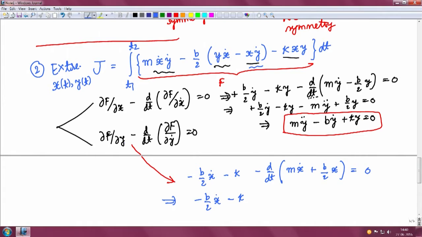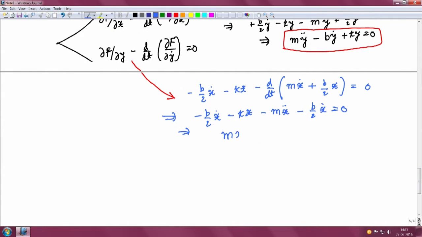We are doing dou f by dou y, so y is over here, we actually get, with respect to y we are doing, that will be kx over here. Okay, that is kx, and then minus mx double dot minus b by 2 x dot equal to 0. What we get now is mx double dot plus bx dot plus kx equal to 0. So, we got what we wanted.